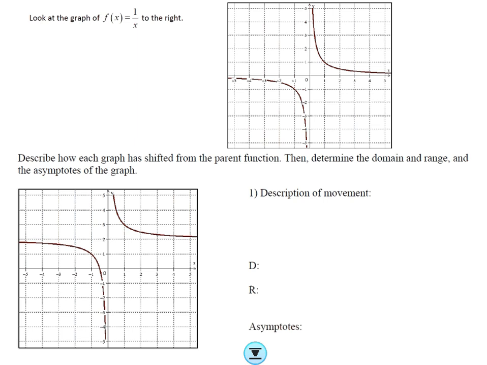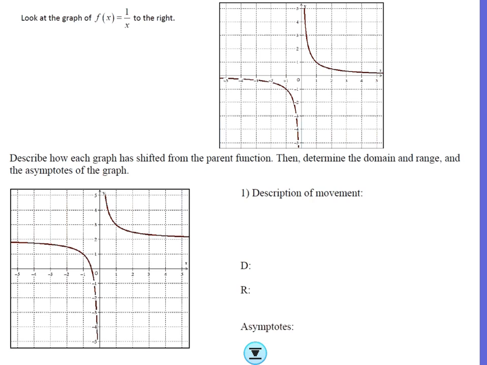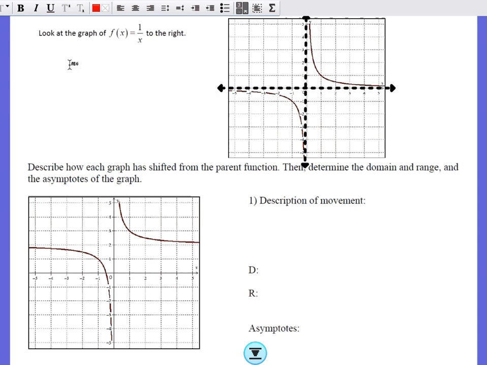So the first three practice problems are based on the graph of 1 over x. And so we have the graph of 1 over x here. I'm going to fill in those asymptotes on the x and y axes, reminding myself here that the vertical asymptote is at x equals 0 and the horizontal asymptote is at y equals 0. And that is for my parent function 1 over x.